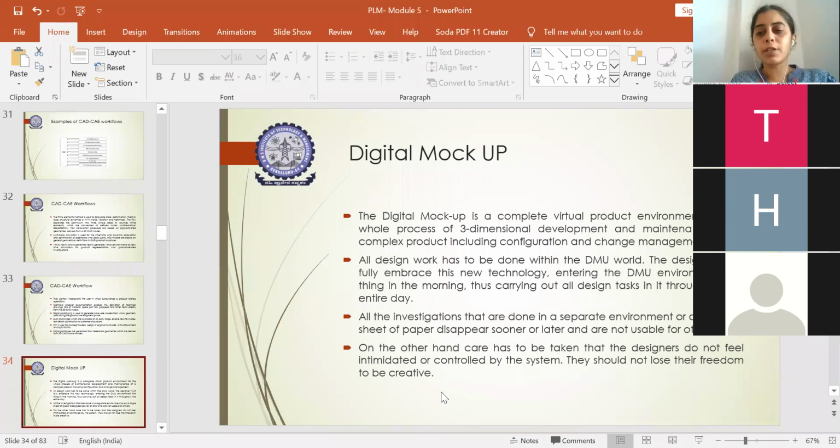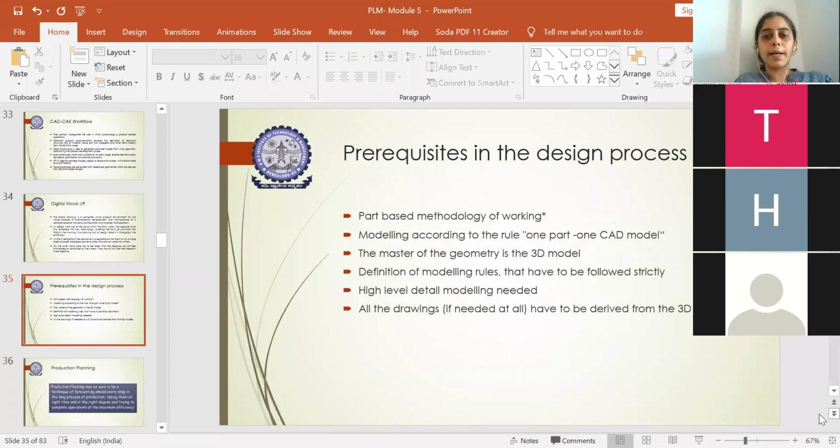So you have a particular part in your syllabus related to digital mockup also. You should be able to explain what you mean by it. For the digital mockup, you should know what the prerequisites in the design process are. So first is the part-based methodology of working. How it is being worked part-wise.